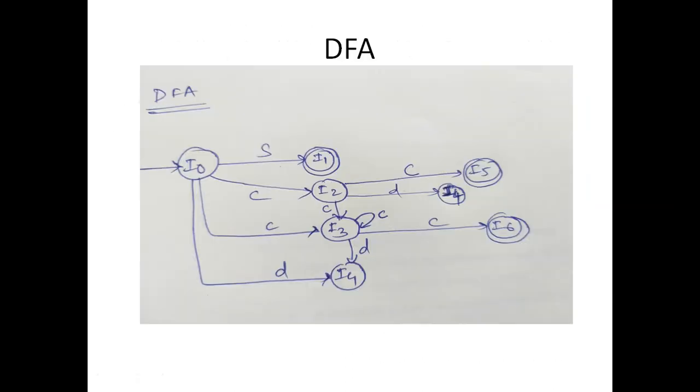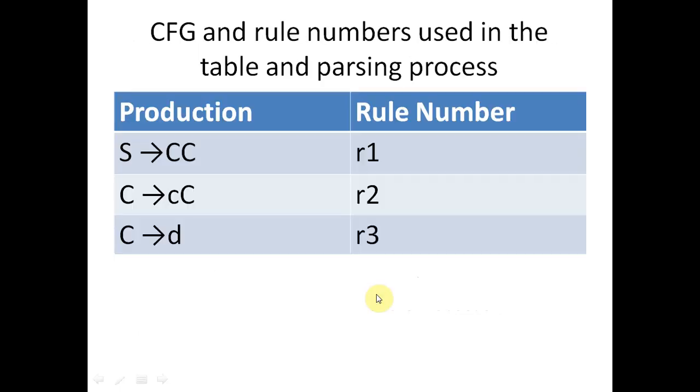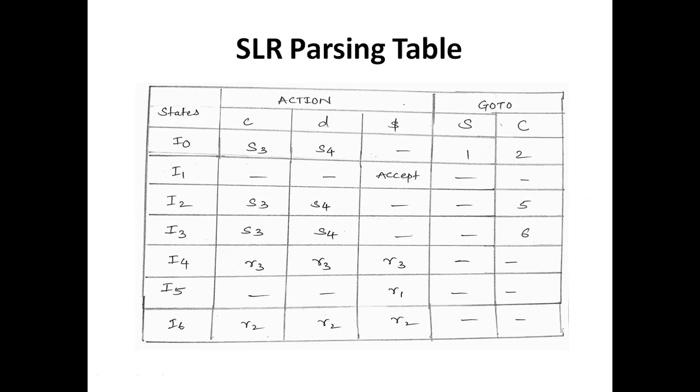So we can see in the transition diagram, the third state on receiving terminal C and terminal D remains in the same state, which means shift on 3 and shift to 4. The same thing will be written here in the table: the third state on receiving C and D is shift 3 and shift 4.